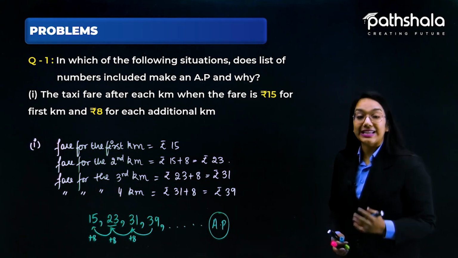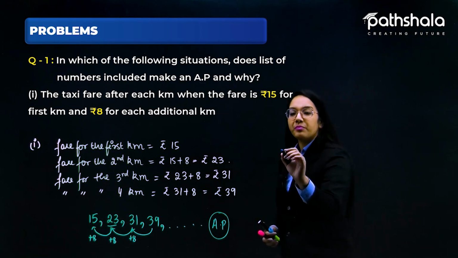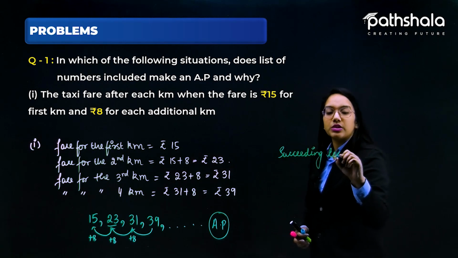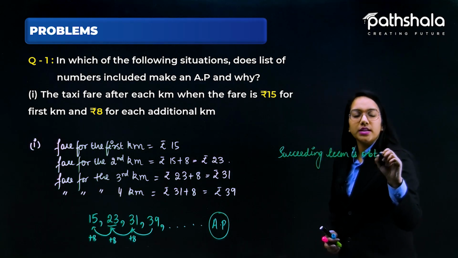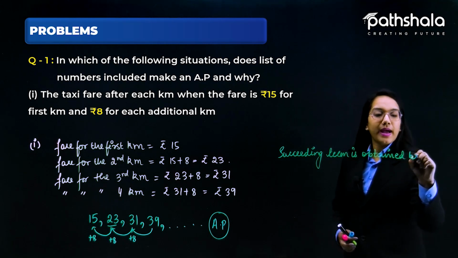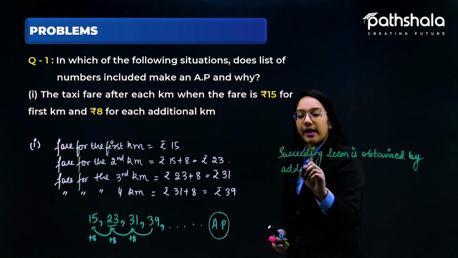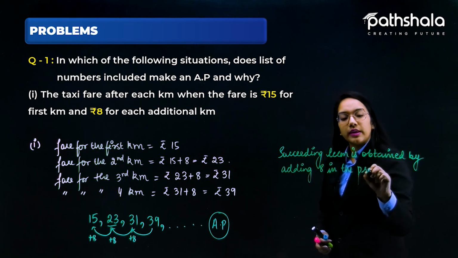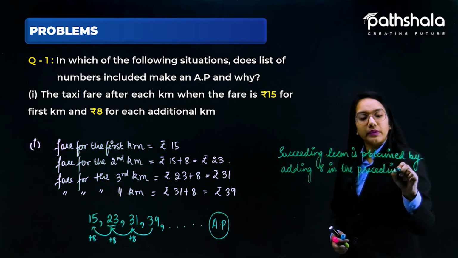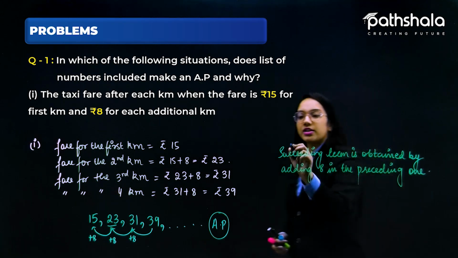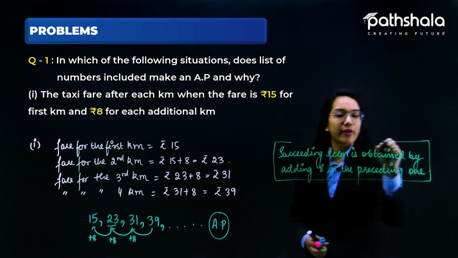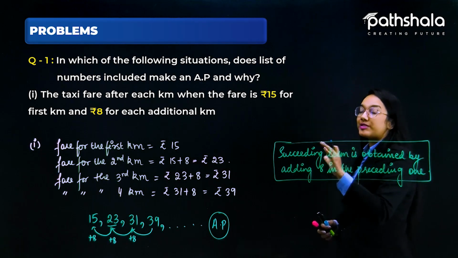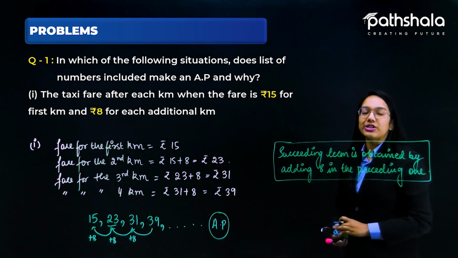So the reason is that the succeeding term is always obtained by adding 8 to the preceding one. Whenever we have such a condition, such a progression always represents an arithmetic progression. So the very first part represents an arithmetic progression. Now let's see the second part.